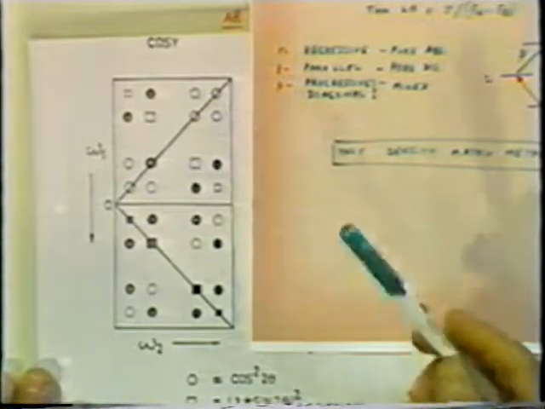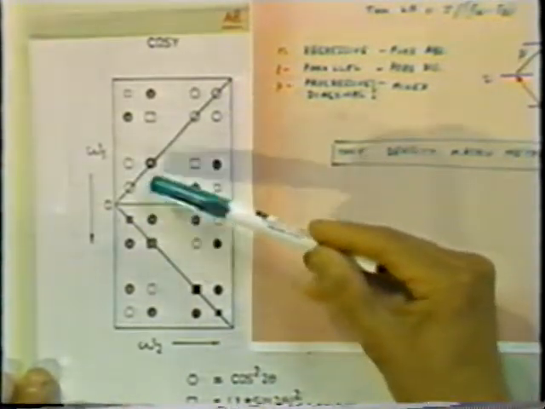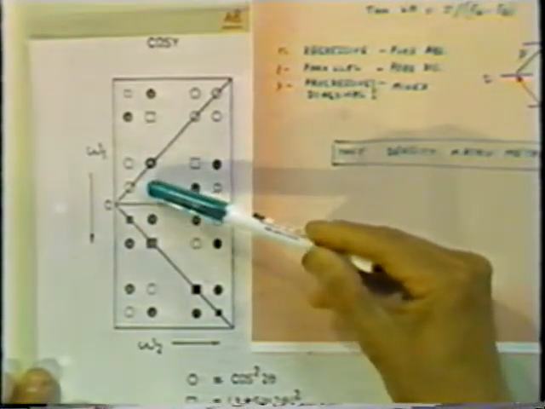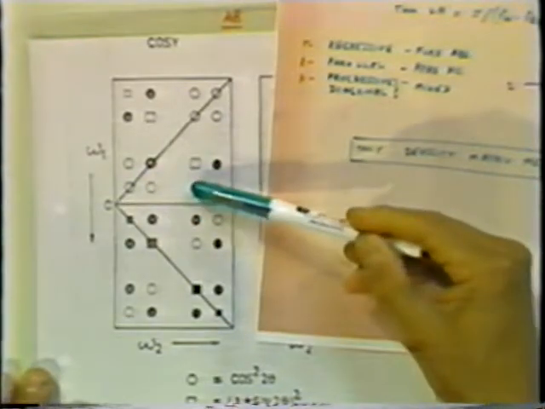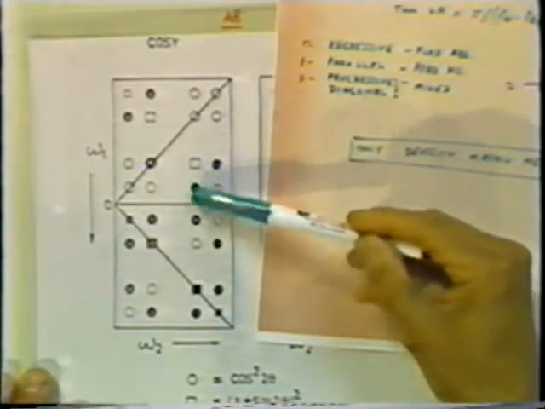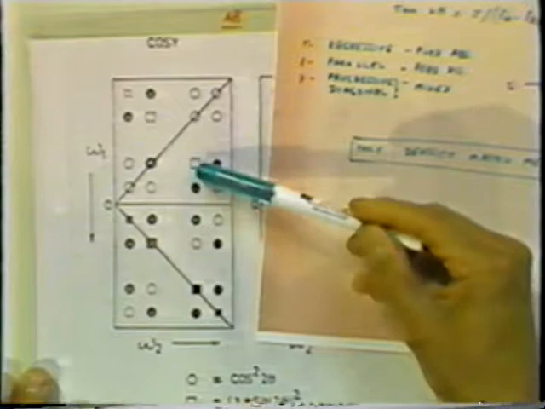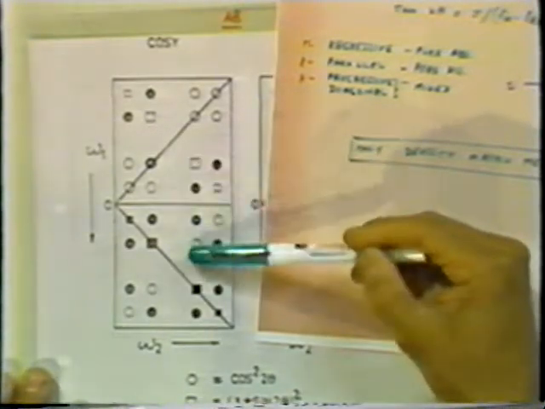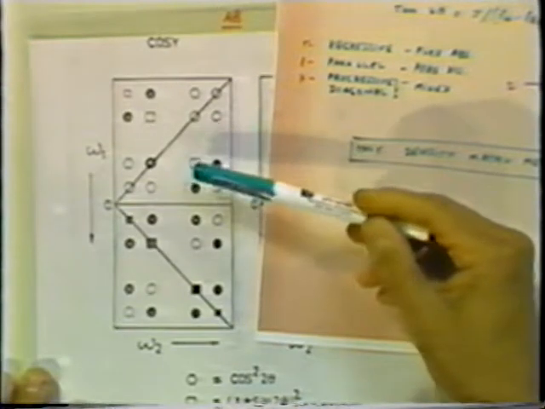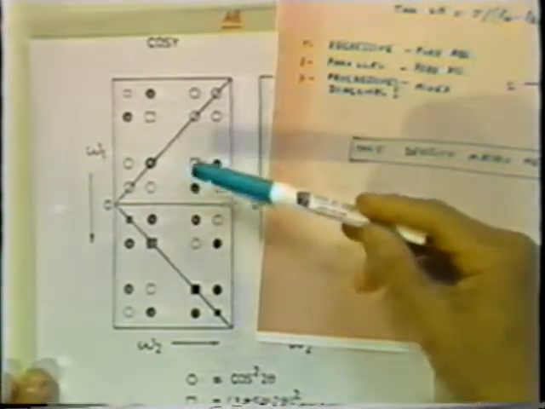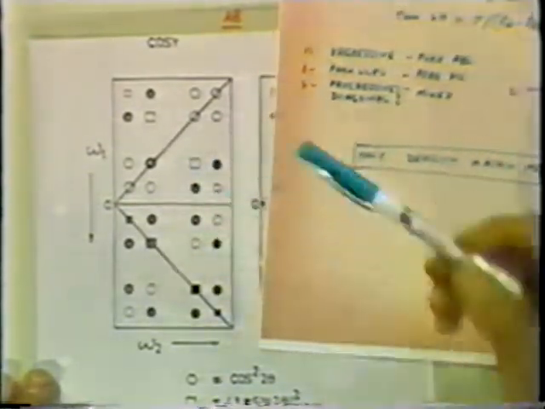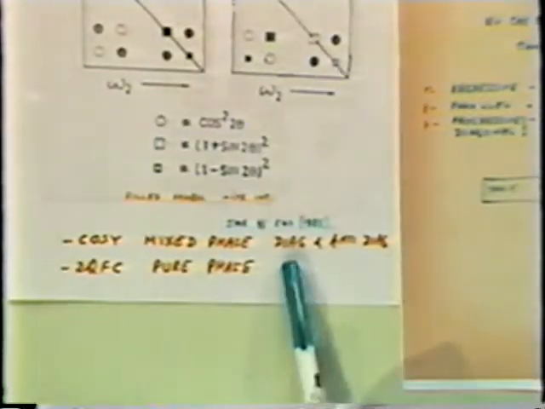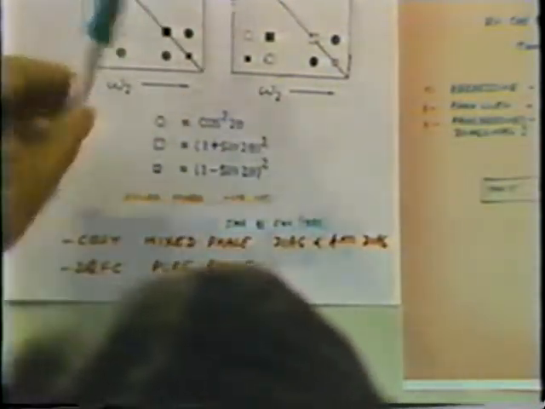For example, one can see that this peak is purely absorptive, while this peak is purely dispersive. It has the same intensity in both the plus omega 1 and minus omega 1. On the other hand, this peak has mixed phase, and the amount of mixture of phase depends upon the mixture of the eigenstates. So the mixed phase of the peaks is on the diagonal and on the anti-diagonal, if I may call it. This one is anti-diagonal.